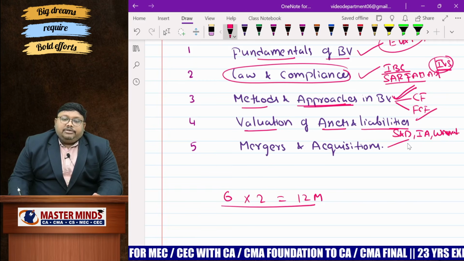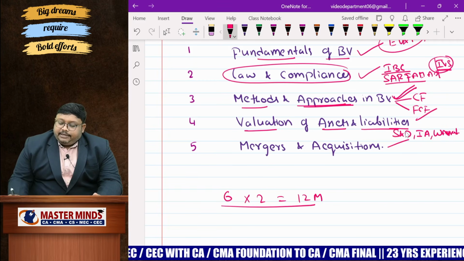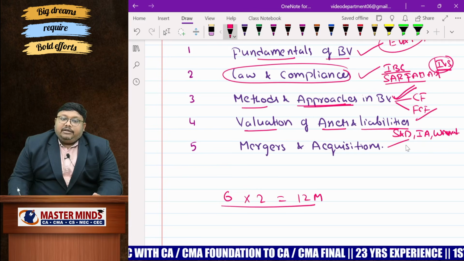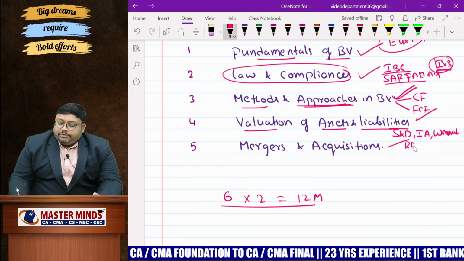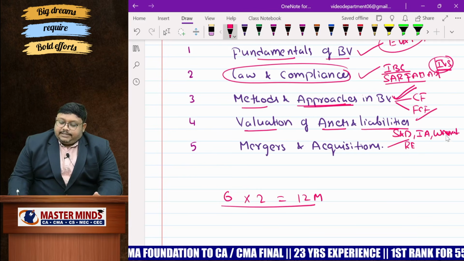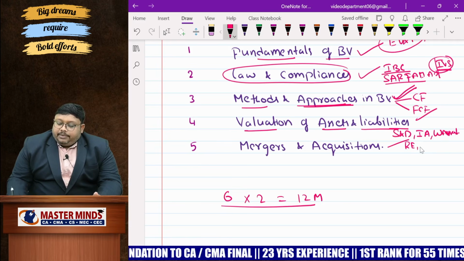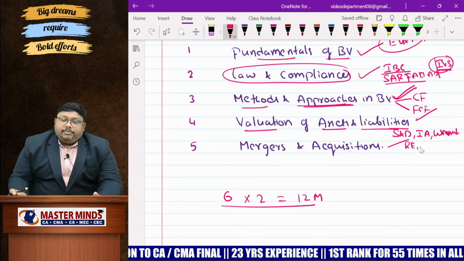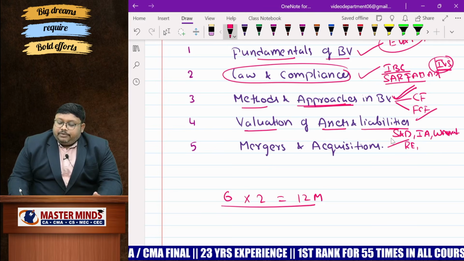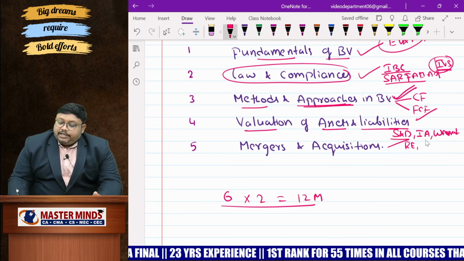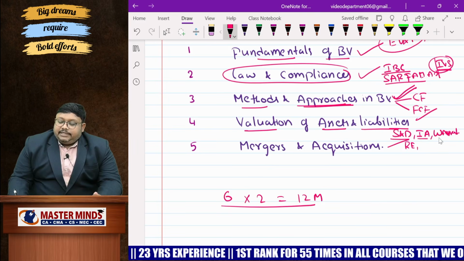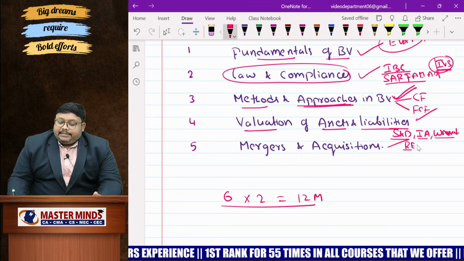And under valuation, if they want to ask a little tough question, they will definitely ask valuation of real estate. Check how to make the valuation of real estate, and don't forget to prepare the real estate problems, one or two of which are in your textbook. So the most important are share valuation, debenture valuation, intangible assets, share warrants, and real estate.